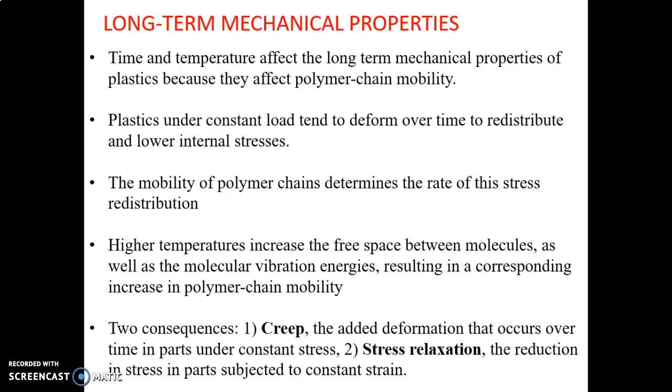Bila increase the temperature, dia punya free space volume dia akan meningkat, and then dia akan vibrate lagi kuat, so dia akan meningkatkan pergerakan polymer tu. So even at moderate temperature, polymer chain can reorientate in response to applied load if given enough time. So long-term mechanical properties involve the creep and stress relaxation. Creep is the added deformation that occur over time in part under constant stress. Kalau stress relaxation is the reduction in stress in part subjected to constant strain.